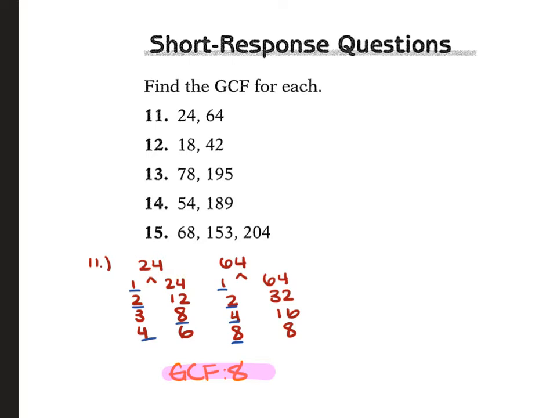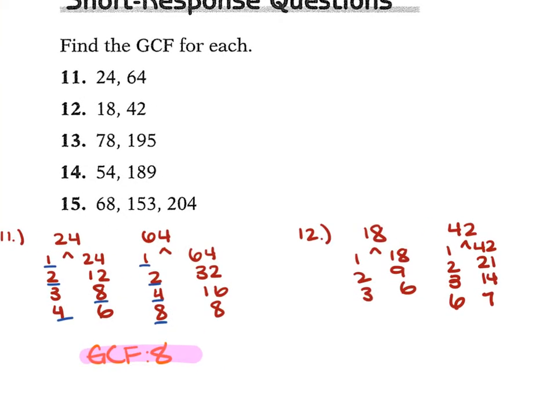For 12, they give us 18 and 42. 18 is 1 and 18, 2 and 9, 3 and 6. The 42 is 1 and 42, 2 and 21, 3 and 14. 4 does not go into it evenly. 5 does not go into it evenly. 6 goes into it 7 times. So our common factors are 1, 2, 3, and 6. Our greatest common factor is 6.